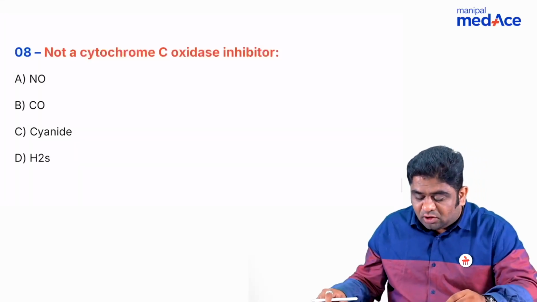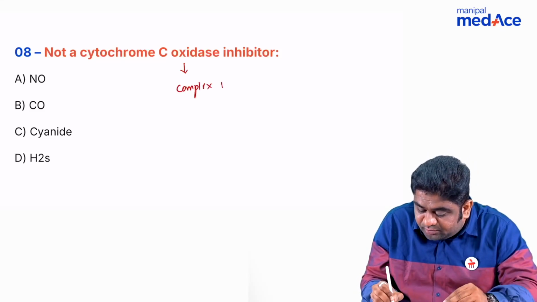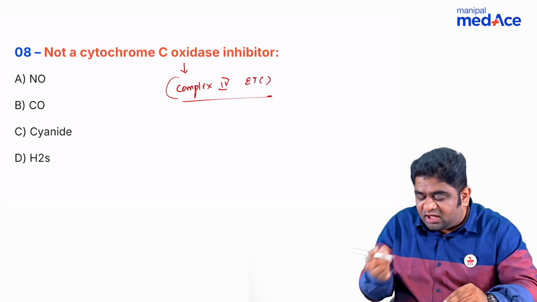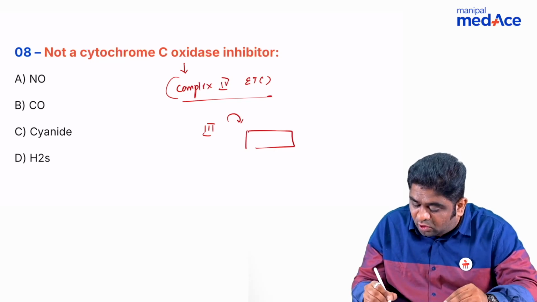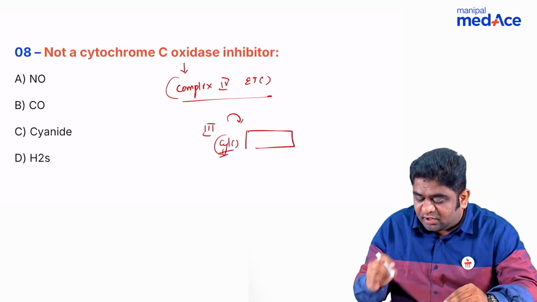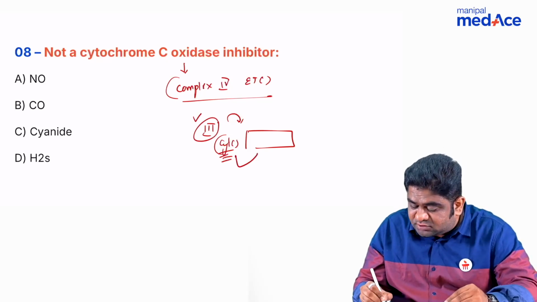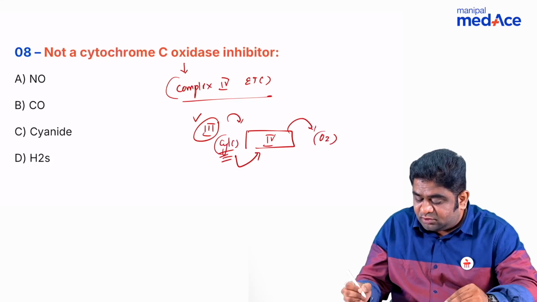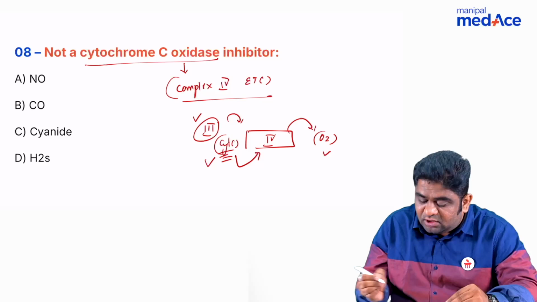Not a cytochrome C oxidase inhibitor. Cytochrome C oxidase is the scientific name of complex 4 of the electron transport chain. Complex 4 of the electron transport chain is capable of taking the electrons from complex 3, that is, through cytochrome C, it accepts the electrons from complex 3. From cytochrome C, the electrons will go to complex 4 and the electrons will be offered to oxygen. So it is a cytochrome C oxygen mediator. It is referred to as cytochrome C oxidase.